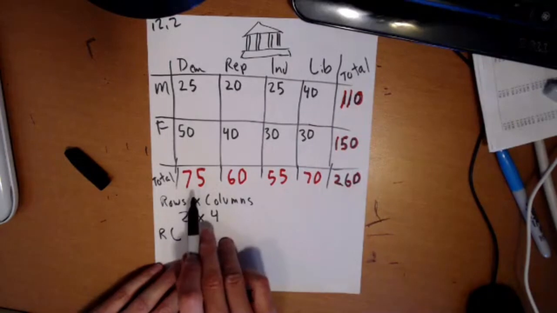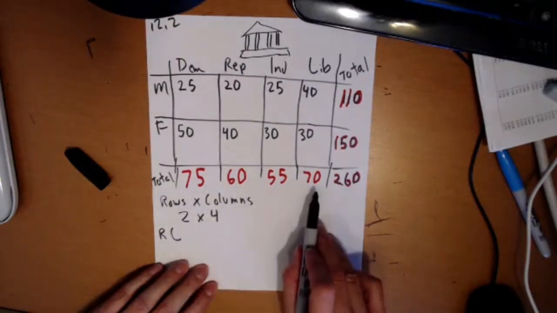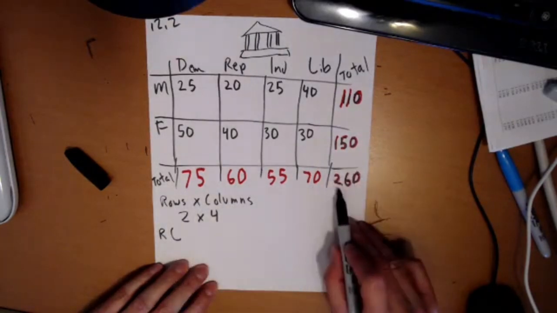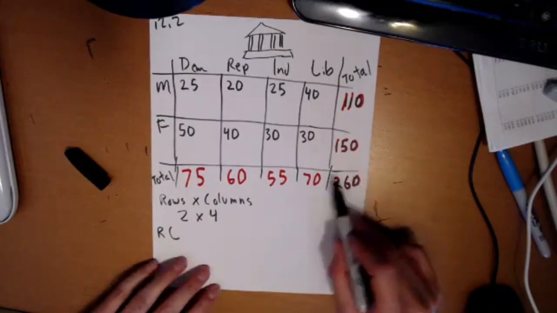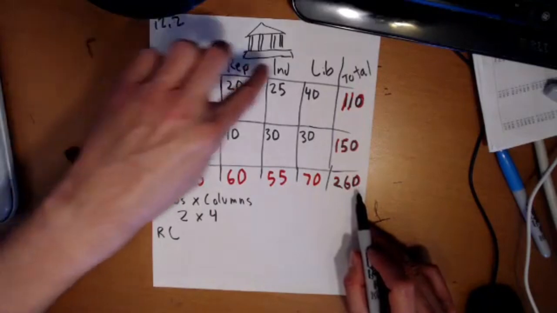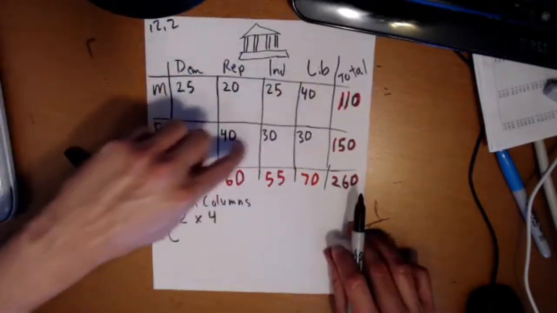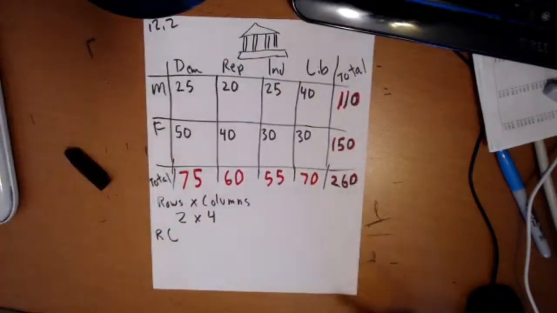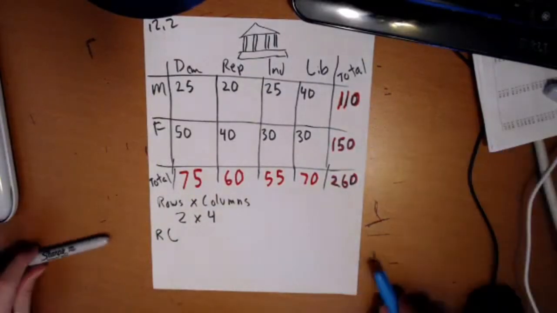I got the column totals of 75, 60, 55, and 70. And then this is called the total, 260. So of the 260 people, they were either male, female, Democrat, Republican, Independent, Libertarian, and they fell into one of these 8 bins.